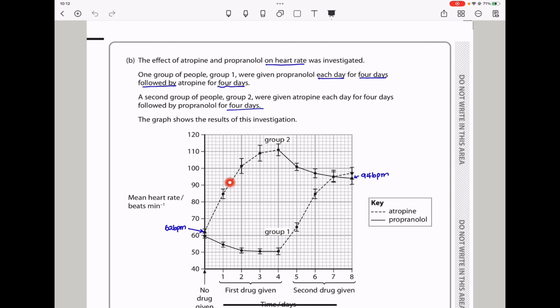We can see for both groups. And then we see propranolol decreases the heart rate. But overall, we see there is no significant difference. It doesn't matter which drug was given first or which one was given later. The overall results did not have a significant difference because we see there is overlap in error bars towards the end.